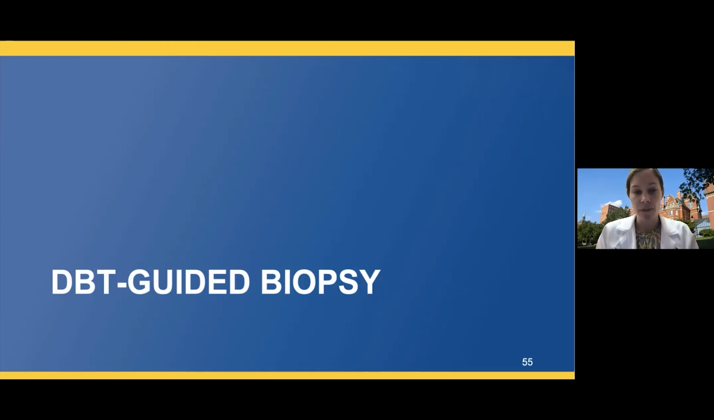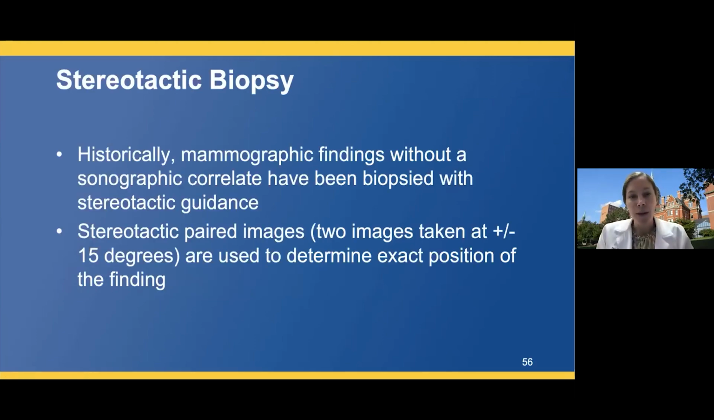I'm going to move towards tomosynthesis guided biopsy now for the second part of the lecture. Before we can talk about tomosynthesis guided biopsy, we need to make sure everyone's on the same page with stereotactic biopsy. Historically, mammographic findings that did not have a sonographic correlate have always been biopsied with stereotactic guidance. With stereotactic biopsies, we take a paired image. These are two images that are taken at plus and minus 15 degrees from the scout image, and that's used to determine the position of the finding, specifically the depth of the finding.